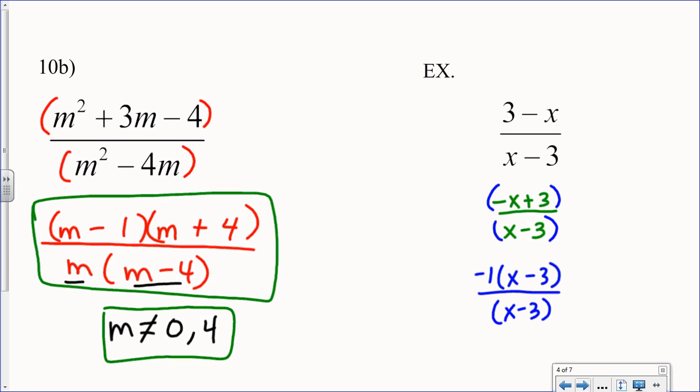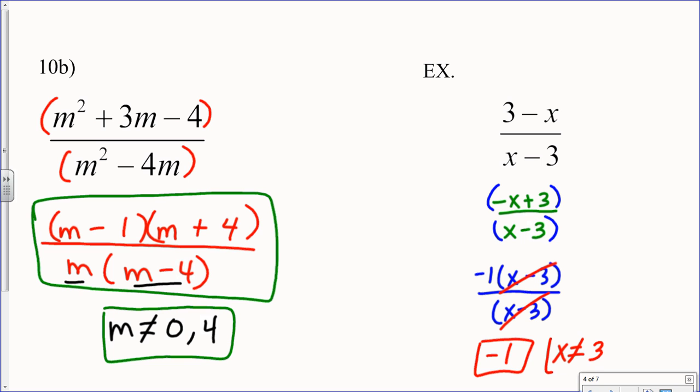Now I can cancel. And I'm left with what as an answer? Negative 1. And I still note that x can't equal positive 3. Okay, so you could cancel factors that are the exact same, and those just cancel out completely. Or you could cancel factors that are the exact opposite, but then you're still left with a negative 1.